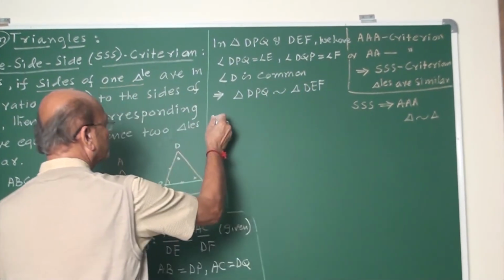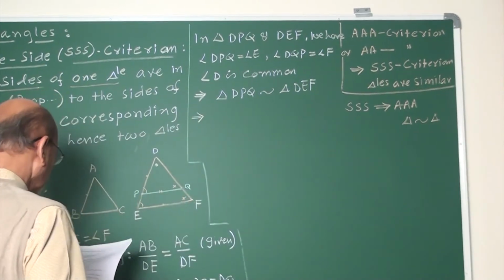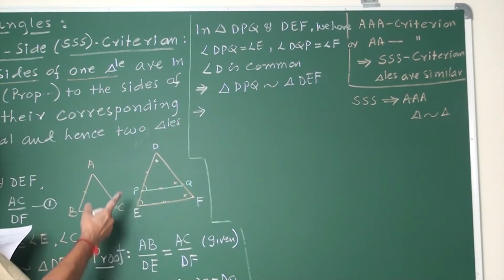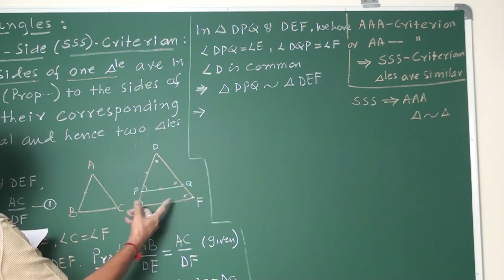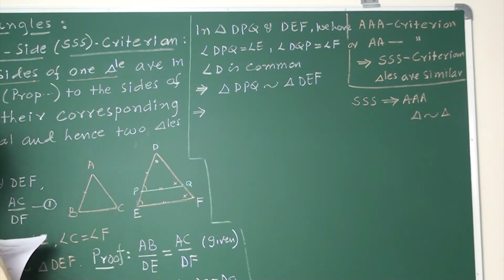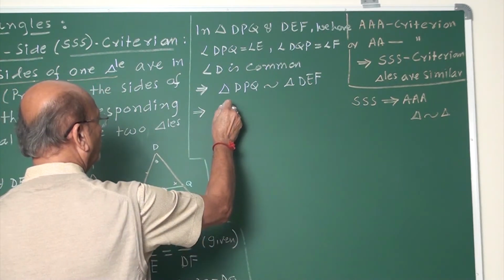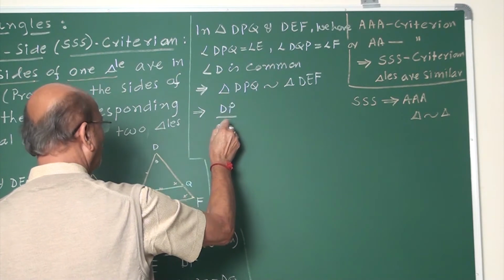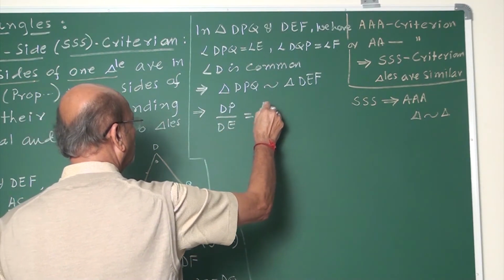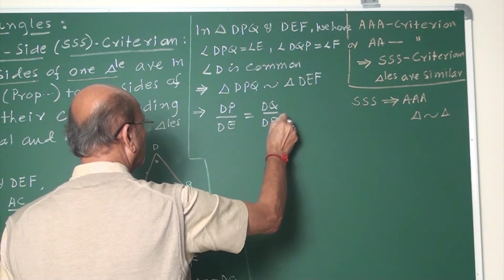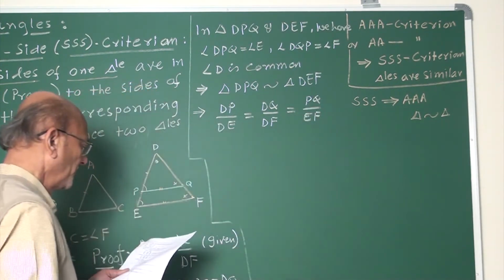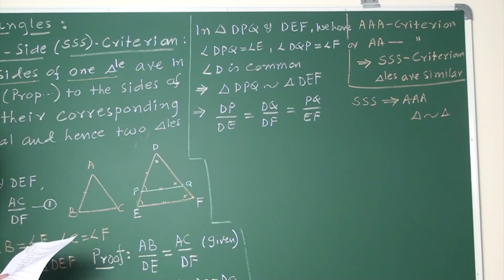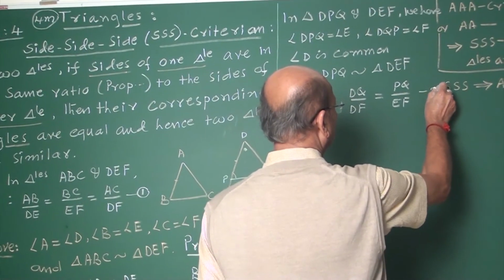Therefore, these two triangles are similar, which implies the corresponding sides are proportional. What are the corresponding sides? DP upon DE equal to DQ upon DF equal to PQ upon EF. Therefore, corresponding sides are proportional. Yes, my friends. You can name this as equation one, and this as equation two.